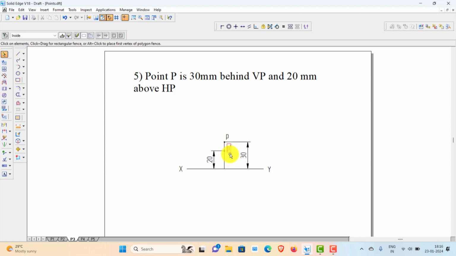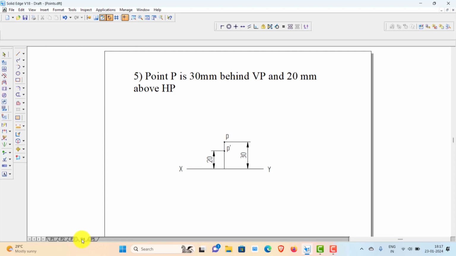So once you see the front view, you can see that front view is the distance from HP. So it's 20 mm above HP. And top view, you see, if it is above XY line, that means it is behind VP. Since the top view is 30 mm above XY line, it is 30 mm behind VP. So by seeing this, you can find out the position of the point. Since both the views are above XY line, you can write HP and VP above XY line.